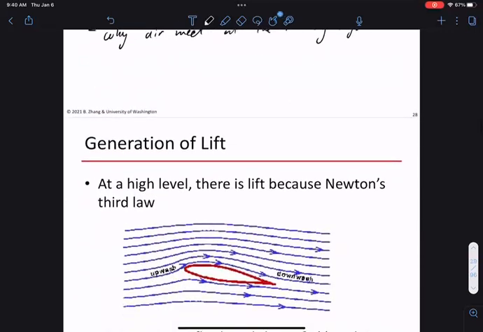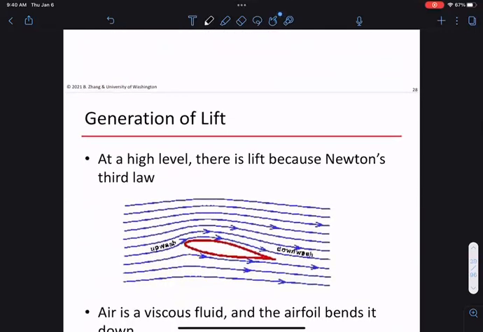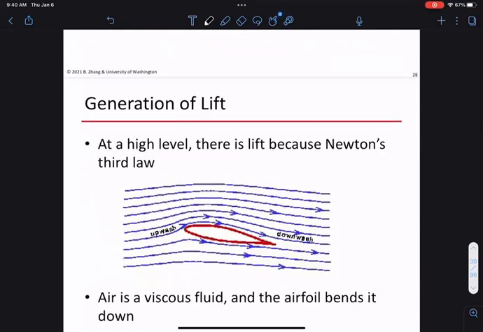So how is lift generated? At a very high level, lift is generated because of Newton's third law. As early in the class, the reason there is friction when air is close to the ground is that air is a viscous fluid. Air tries to hug the shape of the airfoil. Because it is viscous, it tends to stick close to surfaces.